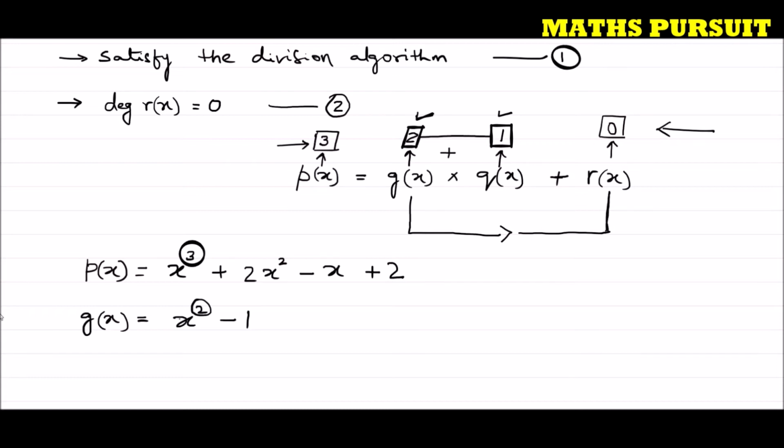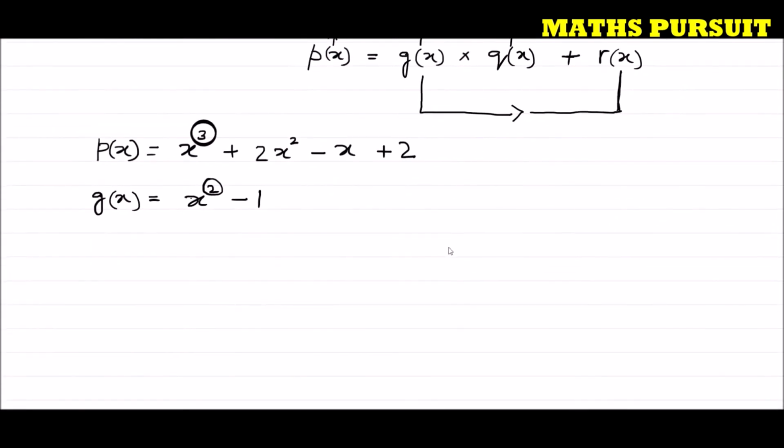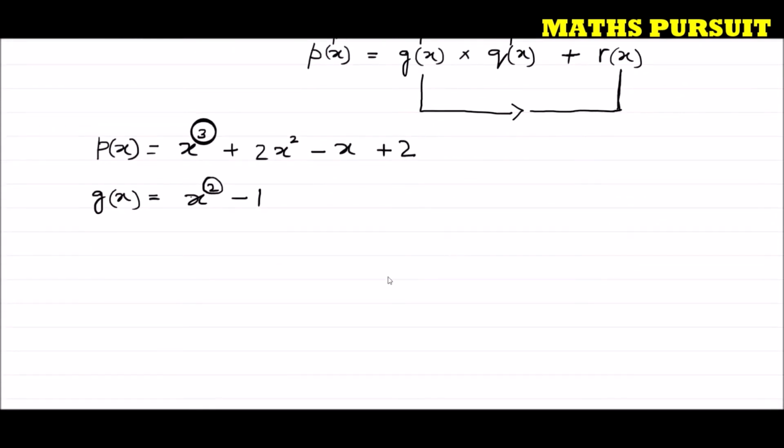Now let us divide the polynomial px with gx, so that we can see whether we are getting the quotient having degree 1 and the remainder having degree 0. And guys, I believe we very well know how to divide a polynomial with another polynomial. So I'm going to divide px, x to the power 3 plus 2x to the power 2 minus x plus 2, with this gx. Our gx is x to the power 2 minus 1.